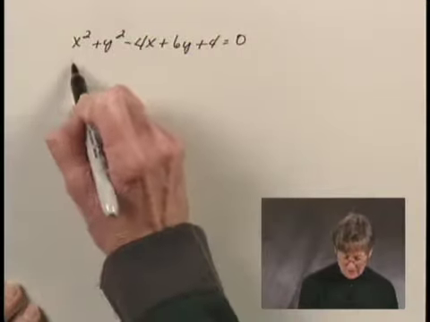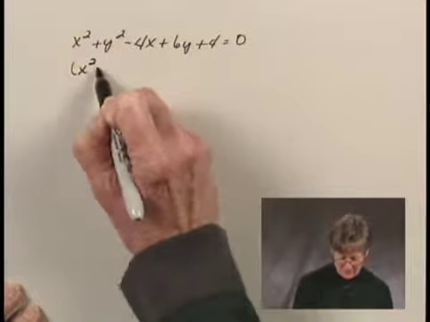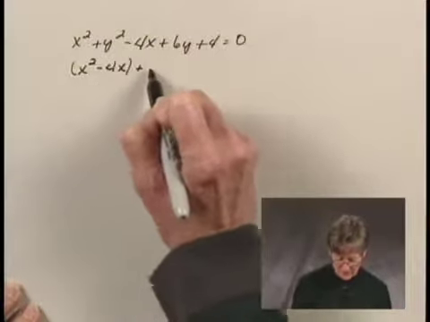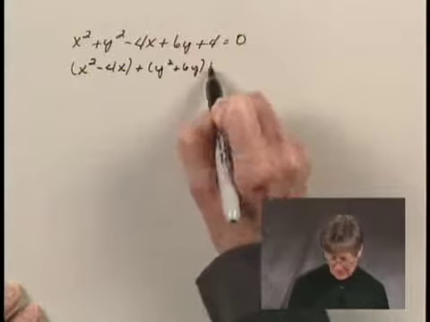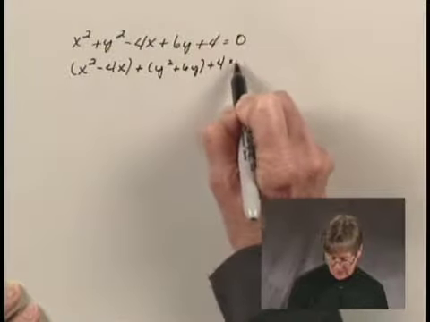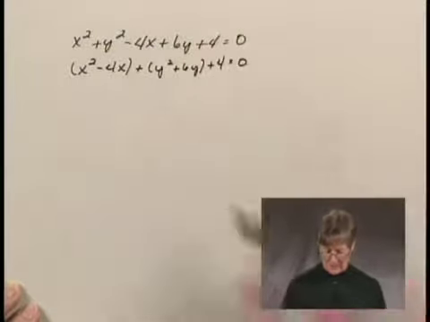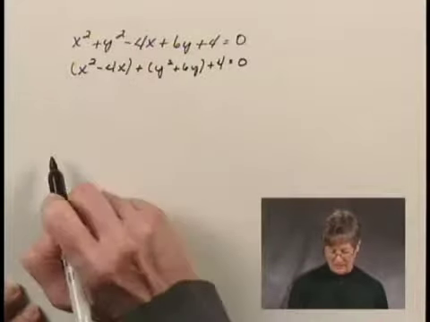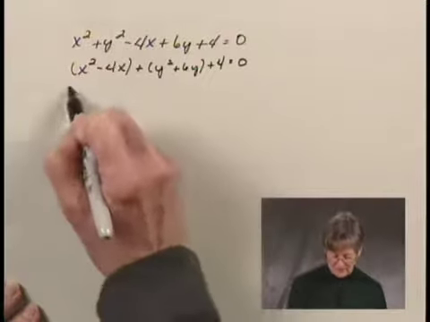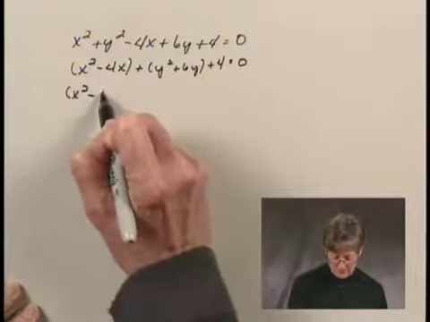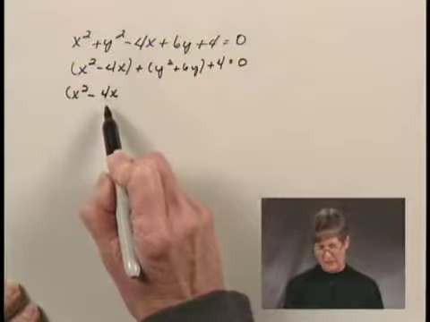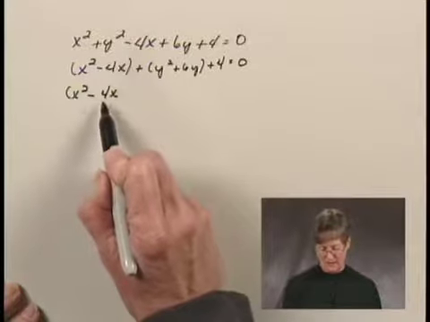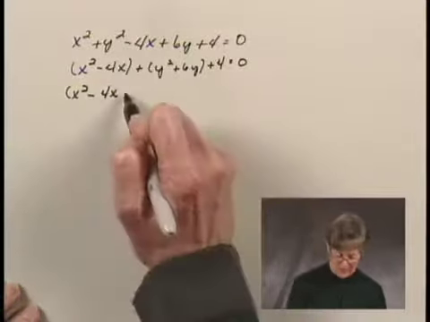And so I'm going to begin by grouping the terms that have x in them, and also make a second grouping of the terms that have y in them. And then I have this plus 4 term that I'm just going to leave outside the groupings. Now I will complete the square inside the first set of parentheses. So I would have x squared minus 4x. And to complete the square, I add the square of half of the coefficient of x. Half of negative 4 is negative 2, and when I square that, I get 4.